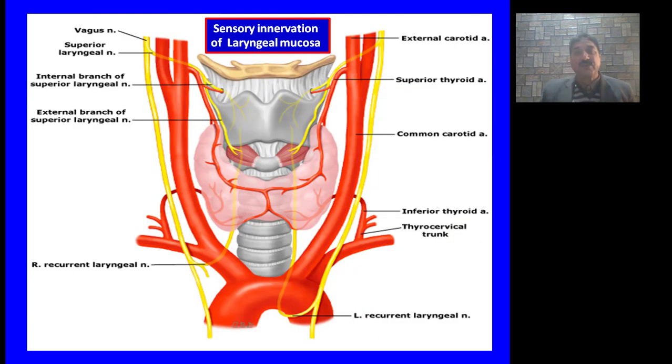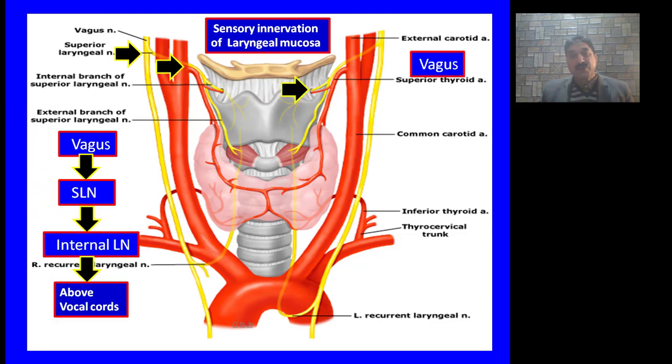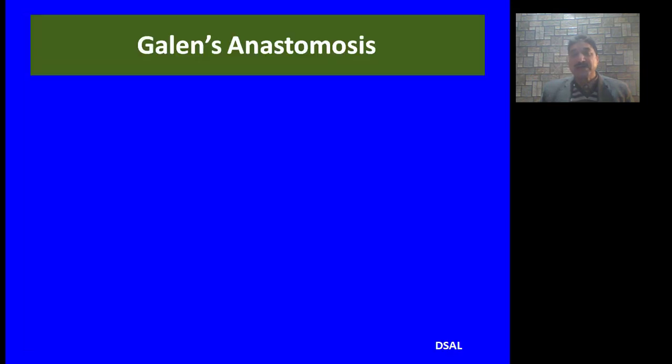Sensory innervation of the laryngeal mucosa. Above the vocal cords, the laryngeal mucosa is supplied by the internal laryngeal nerve, which is a branch of the superior laryngeal nerve. Below the vocal cords, the mucosa of the larynx is supplied by the inferior laryngeal nerve, which is a branch of the recurrent laryngeal nerve. It pierces the cricothyroid membrane to supply the mucosa of the larynx below the vocal cords.